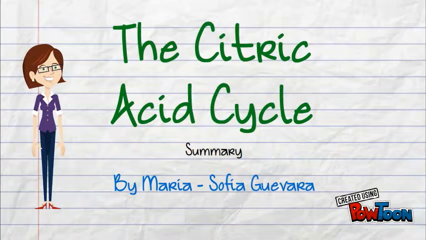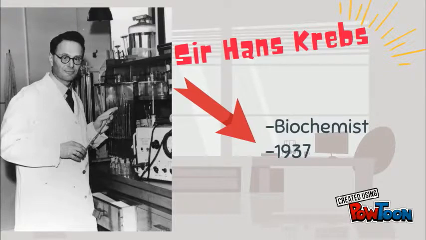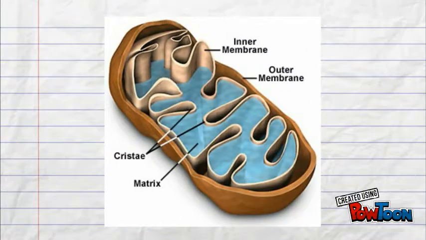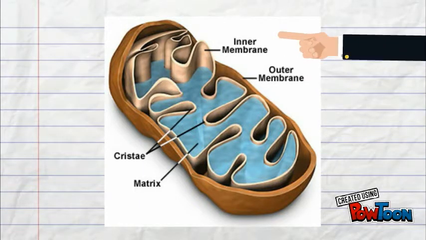The citric acid cycle, the third stage of cellular respiration. This is also called the Krebs cycle because a biochemist, Sir Hans Krebs, discovered the metabolic reactions in 1937. The citric acid cycle takes place in the mitochondria of the cell. To be more specific, the inner mitochondrial membrane, and it has 8 stages.